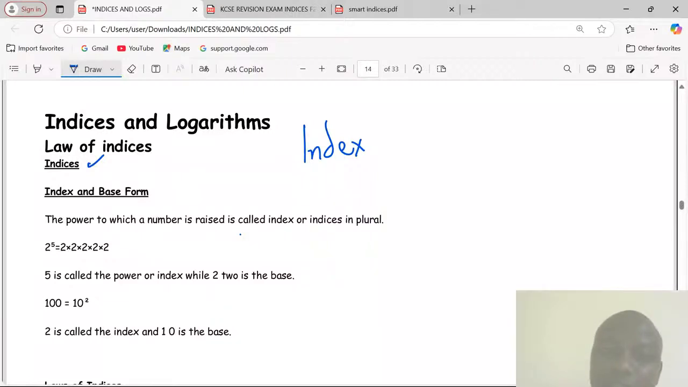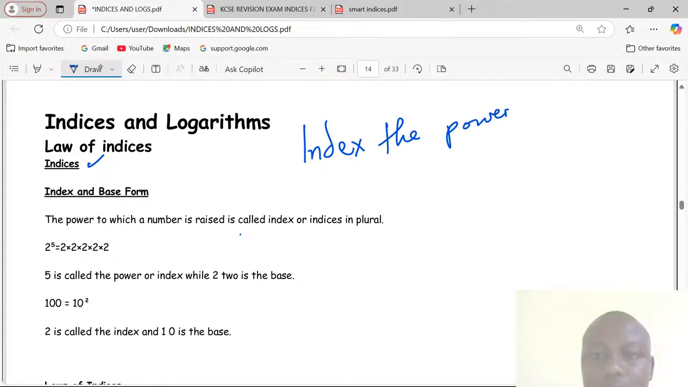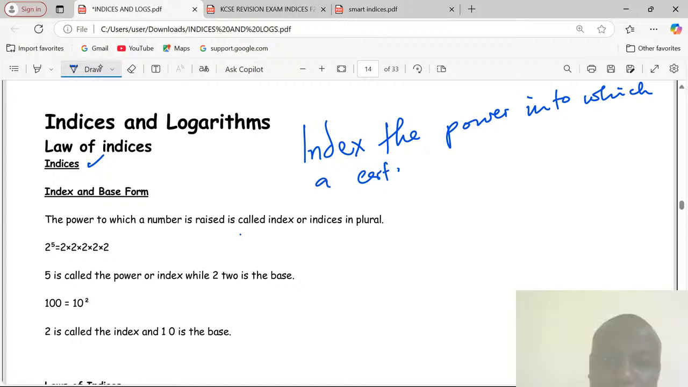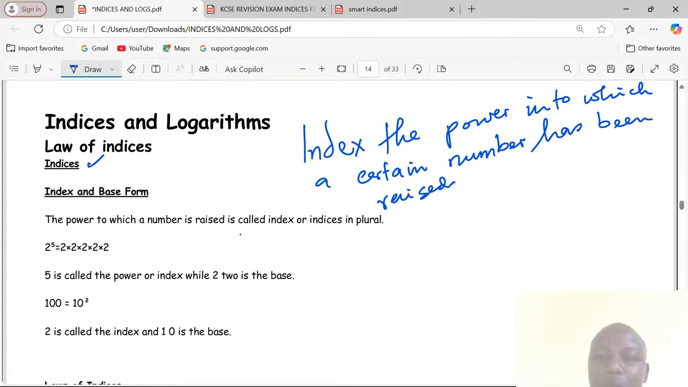An index is simply the power into which a certain number has been raised. So when you raise a certain number to a given power, then that particular power is what we are calling the index. The plural of index is indices.